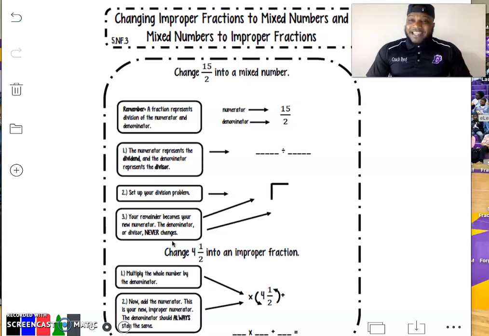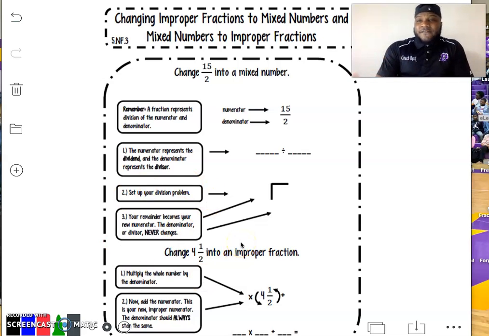All right. And a mixed number is a fraction with the whole number in front of it. All right. Just like 7 1/2 or 4 3/4. That's a mixed number because you have a whole number and a fraction attached to it. So our goal today is to change an improper fraction to a mixed number and a mixed number back to an improper fraction. And we're going to use this worksheet.